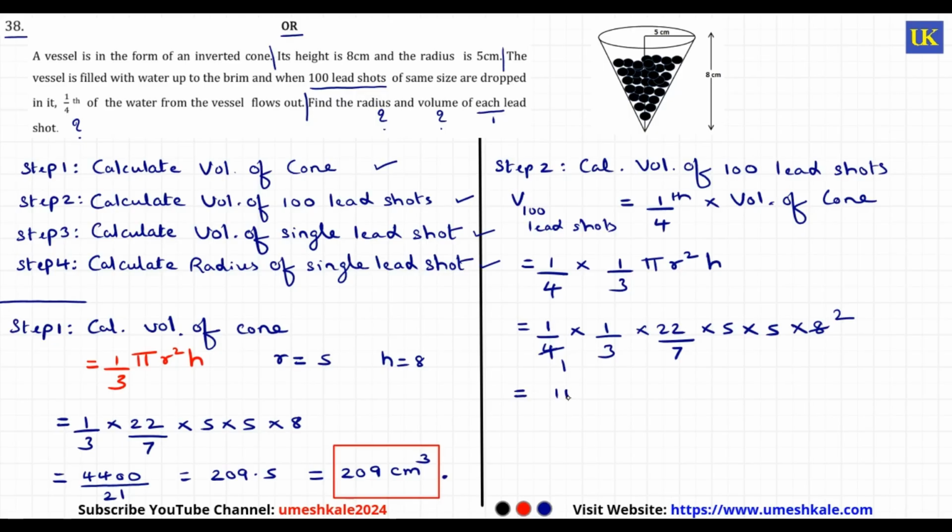So 1100 divided by 21. So this is the volume of 100 lead shots. So guys, we got the answer for our step 2. So on this page we have done our step 1 and step 2. Now the next step 3 and step 4 we will do on the next page.